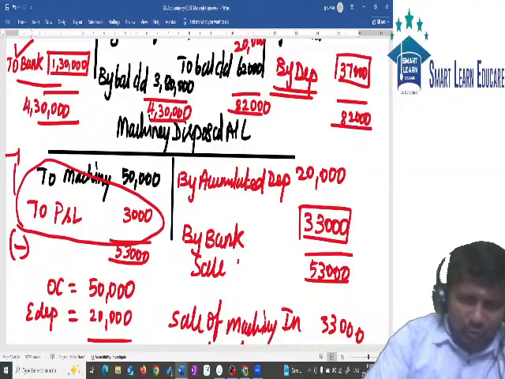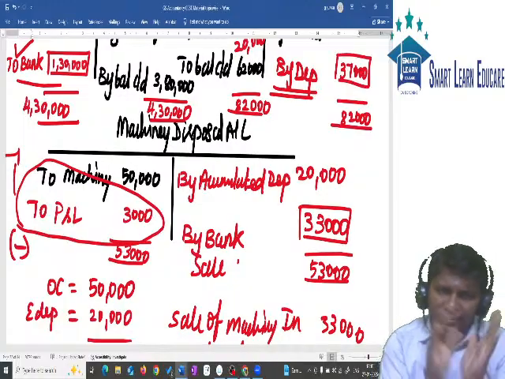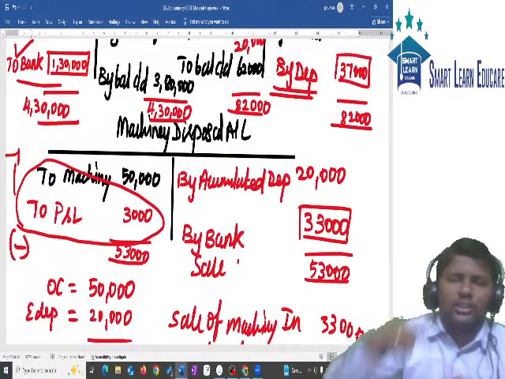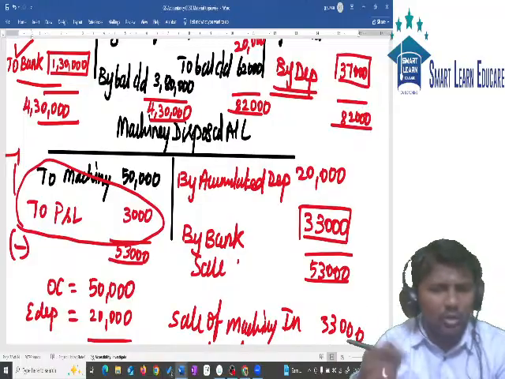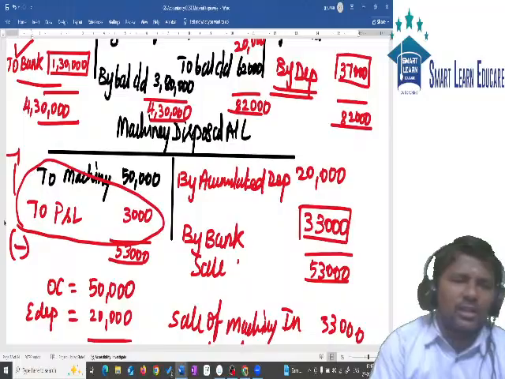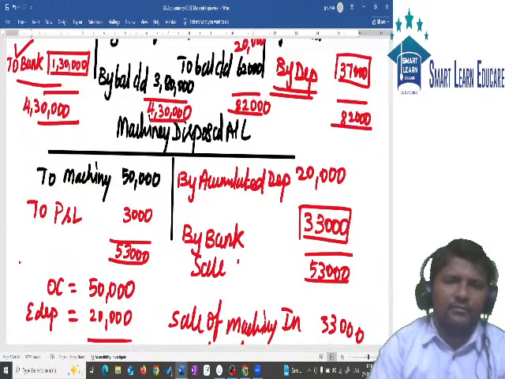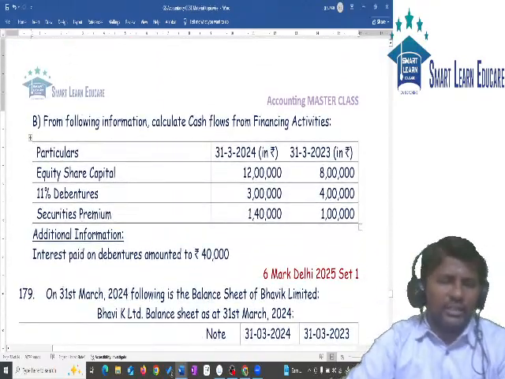See how many things we have learned from this one sum. We did not only solve the investing activity for P&L; investing also we have done. Also the things relating to operating we have understood. Because in one more question we will have this type of question, where we will use this adjustment. It will be very helpful. Okay? Next, one more question they have given.